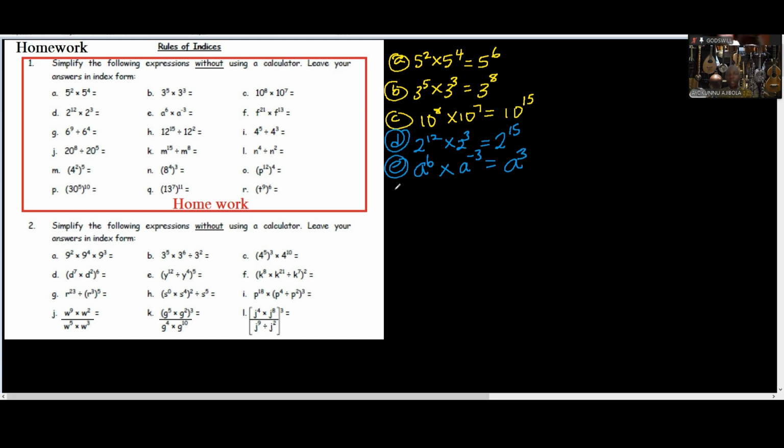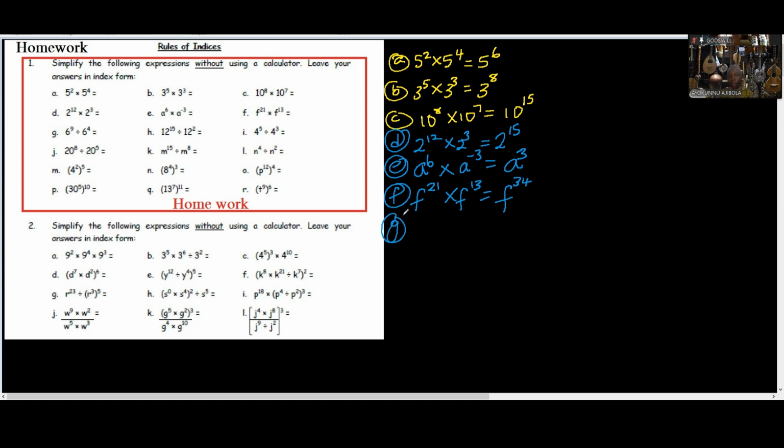So then the sixth option, we have f raised to the power 21 times f raised to the power 13. So since they're both f, I pick f, then I add 21 and 13. So 1 plus 3 is 4, and 2 plus 1 is 3, so raised to the power 34.